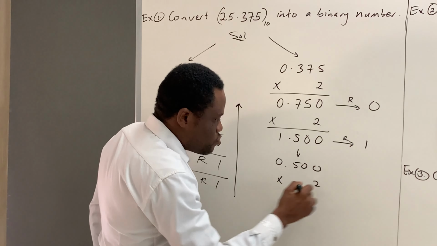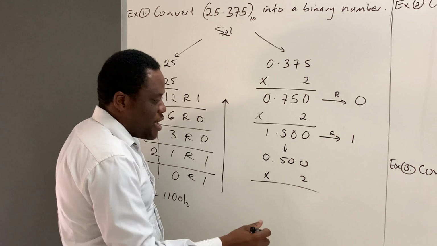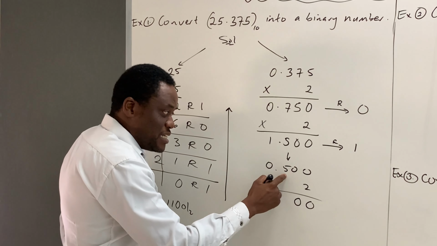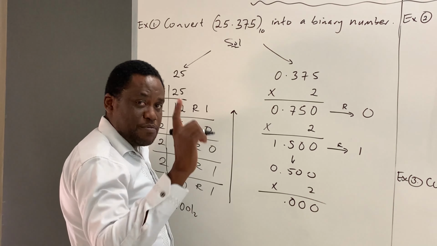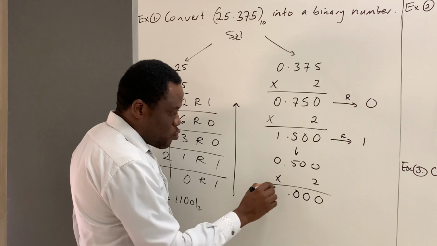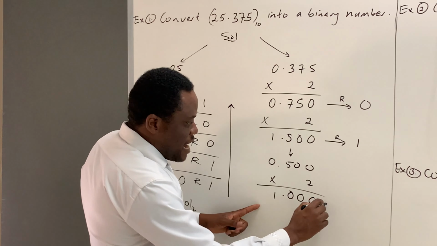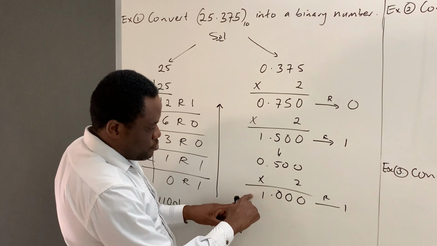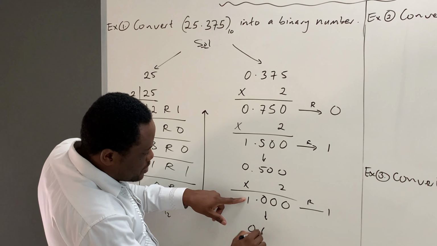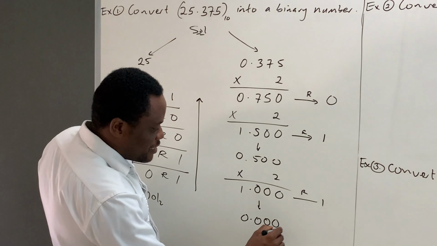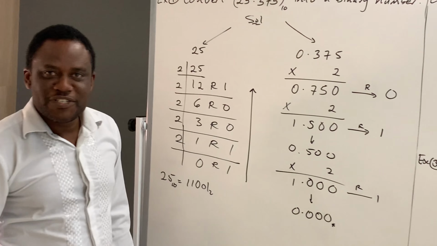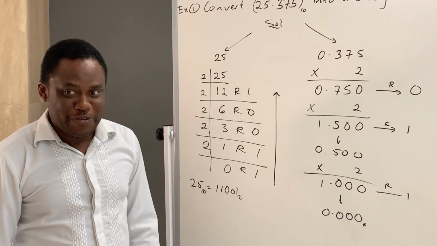Again, times 2, because we have not got 0. Multiply, this and this is 0. This and this is 0. This and this 10. I write 0, remaining 1. 2 times 0 is 0, plus 1, 1. If I write the remainder out, this one will go out. What is left is 0.000. And that is finished.